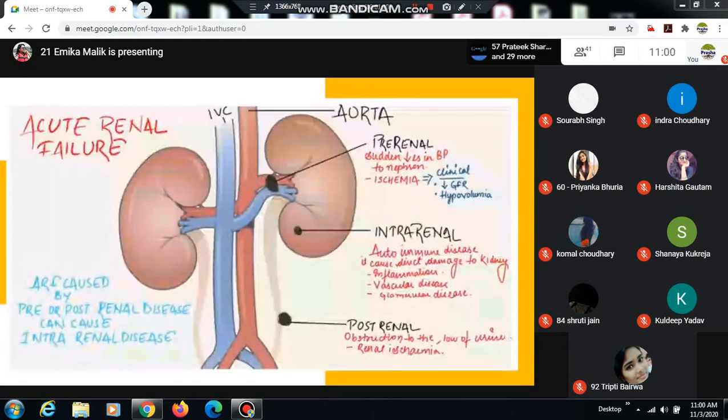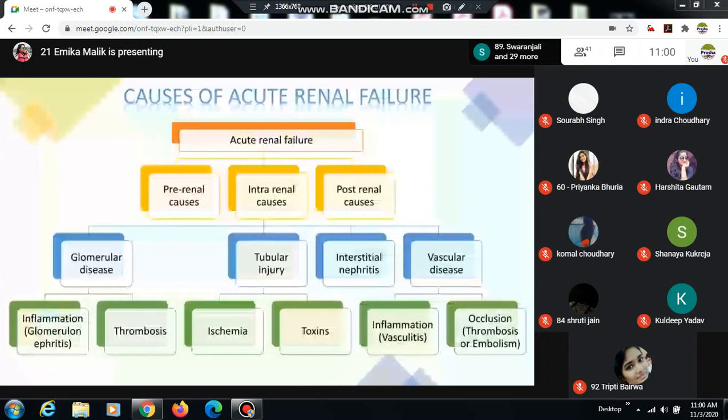Renal ischemia can occur. It is an inadequate blood supply to the kidney, ultimately resulting in low GFR. It can also cause inadequate cardiac output and hypovolemia, decreased volume of circulating blood. Second, intrarenal cause is characterized by disease of the renal tissue itself, or autoimmune disease that directly damages the kidney. It is further divided into 4 parts: glomerular disease, tubular injury, interstitial nephritis, and vascular disease.